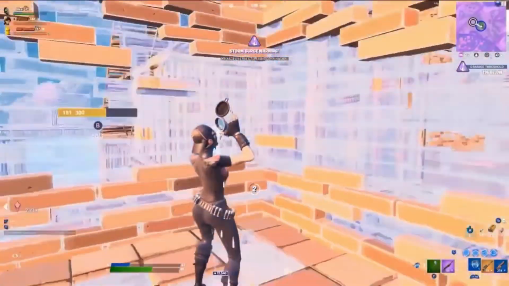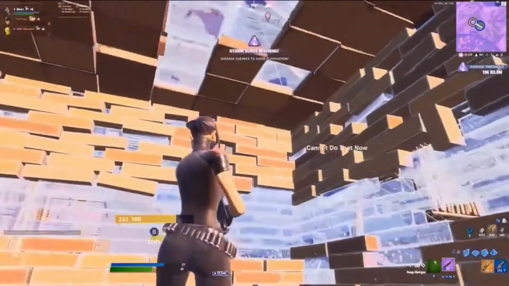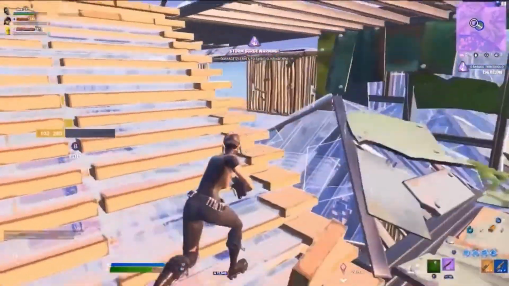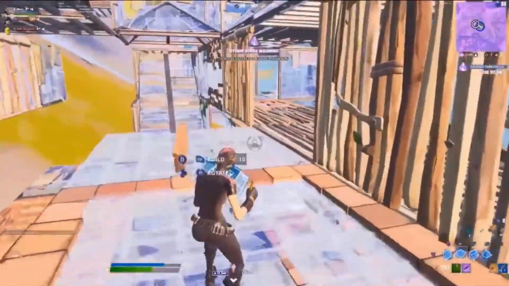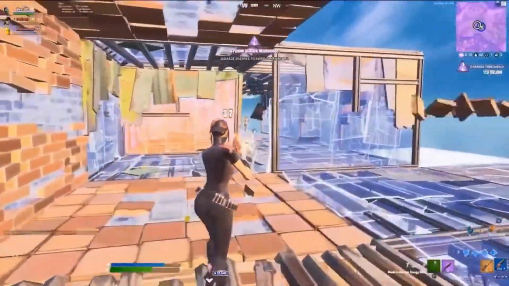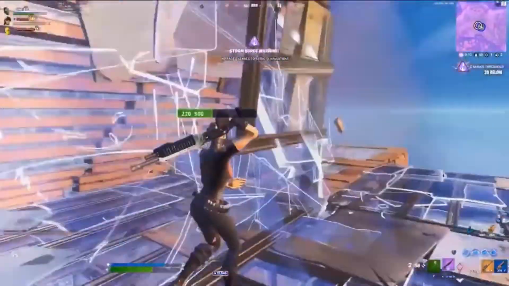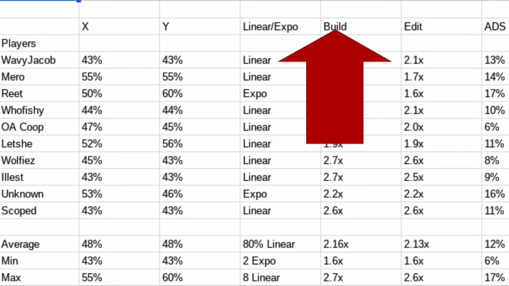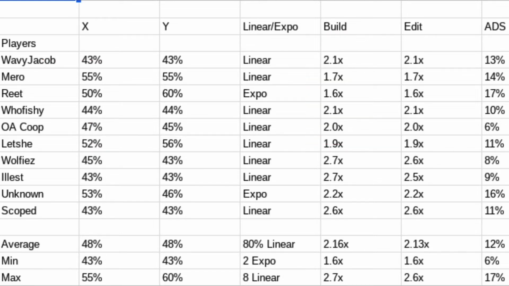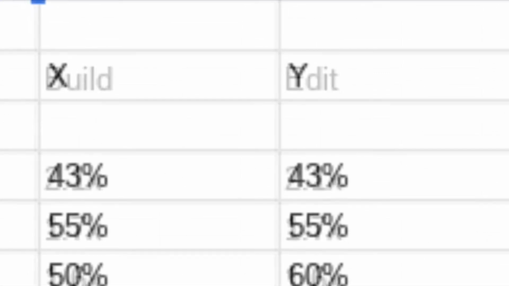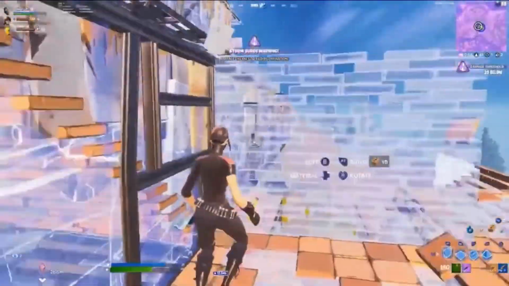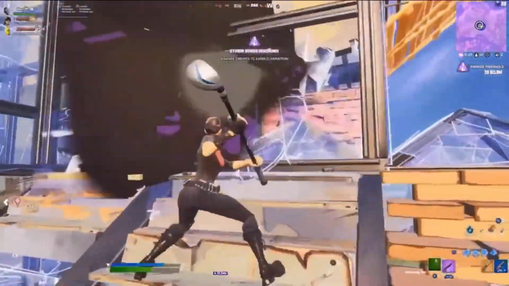So after reevaluating this, after watching this video a couple of times, I had decided to add another category. So building and editing sensitivity is the last one, but this is a bit confusing since the X and Y sensitivities are all different. So I've decided to add a build sense and an edit sense. So how I did this is I took the X and Y sense and I multiplied it by the edit and build multiplier. So for example, Wavy Jacob has a 2.1 build sense and a 43 X sensitivity. So I times the two together to give me a 90.30 X build sensitivity. So I did this to every single one.